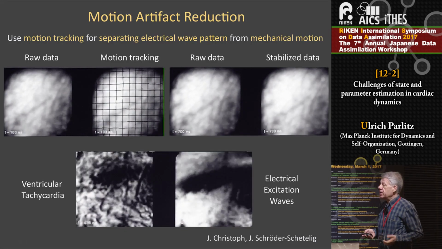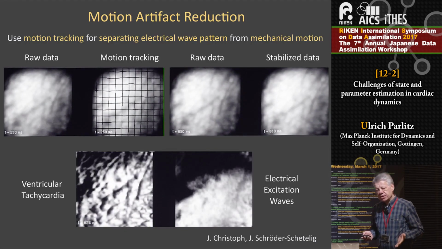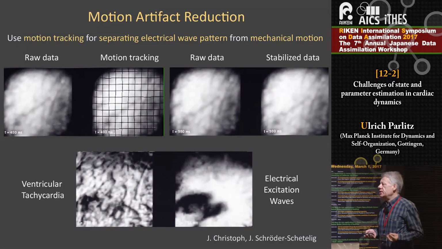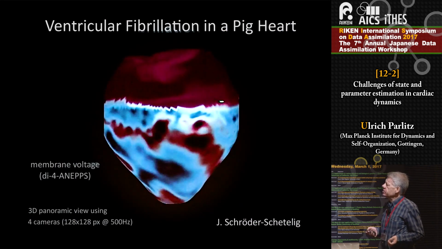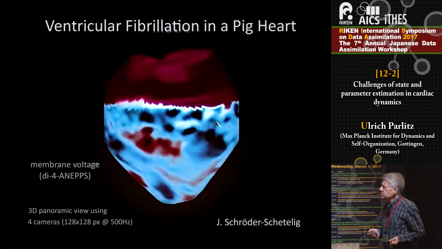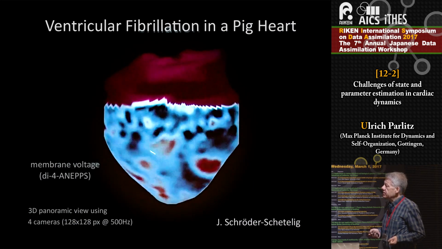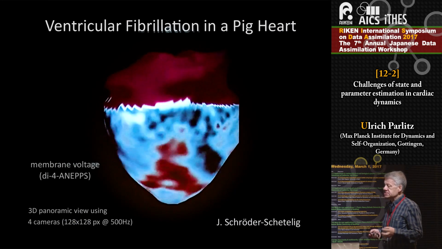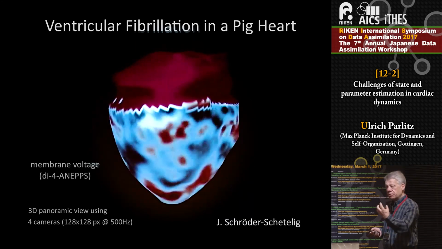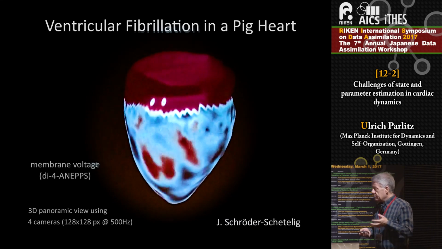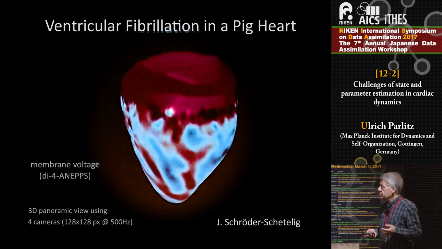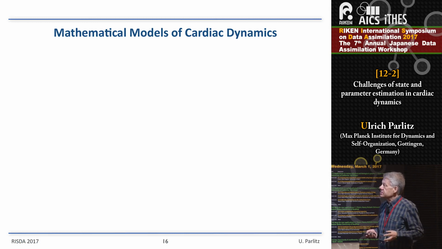This is one way. The other way is to add some pharmaceutical drugs which basically switch off the mechanical contraction. And this is shown here. This is an experiment with a pig heart in ventricular fibrillation. This is a ventricle. And you see here the chaotic pattern of the heart. This is measured with many cameras so that we have a panoramic view on the dynamics. But this is only on the surface. So one of the topics we will see later is, of course, to get more insight about the internal dynamics. So much about the measurement modalities.